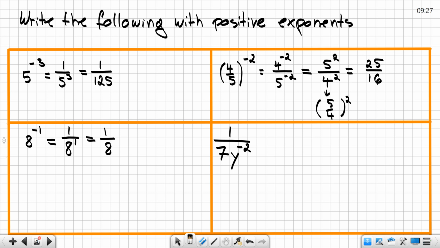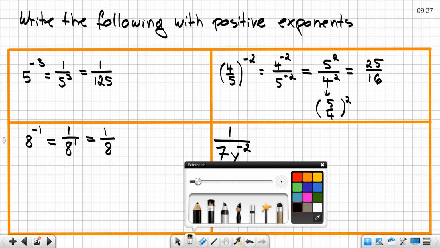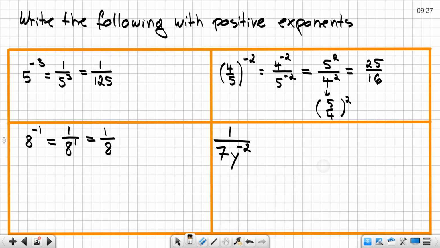Let's have a look at the last example down here. 1 divided by 7 times y raised to the negative second power. I have to be careful. Only the factor with the negative exponent is to be moved. The 7 stays in the bottom. The y has a negative exponent.